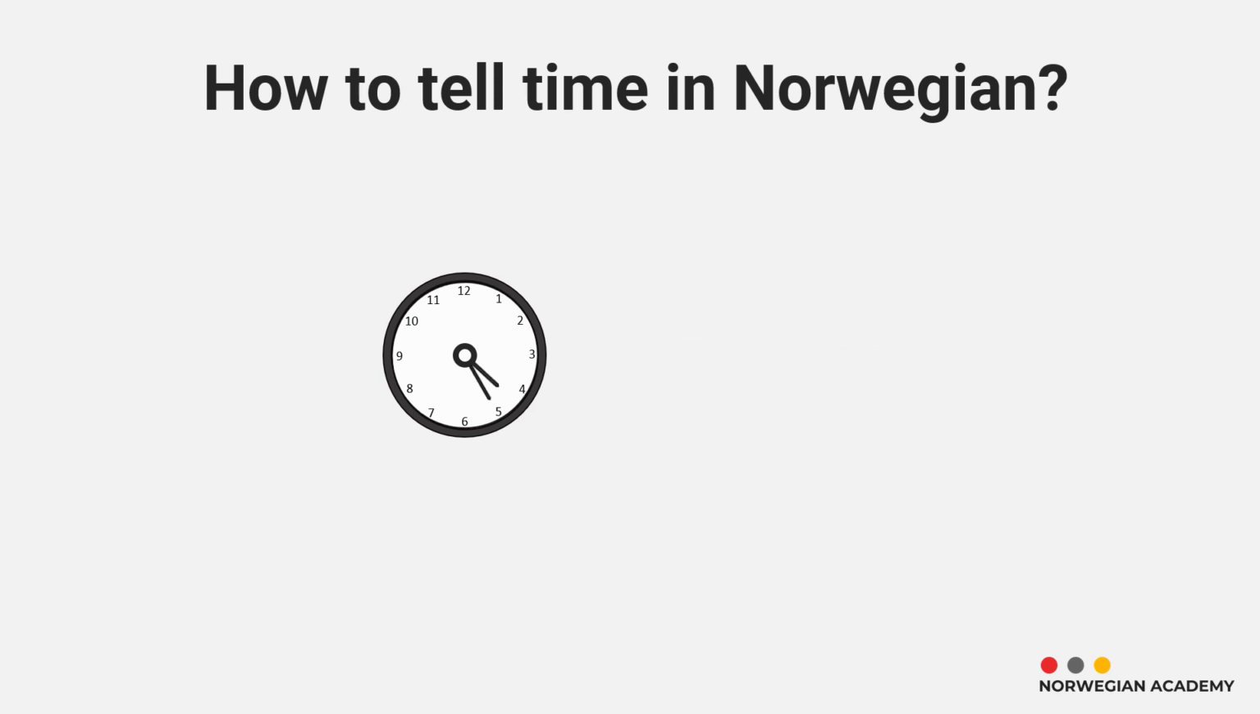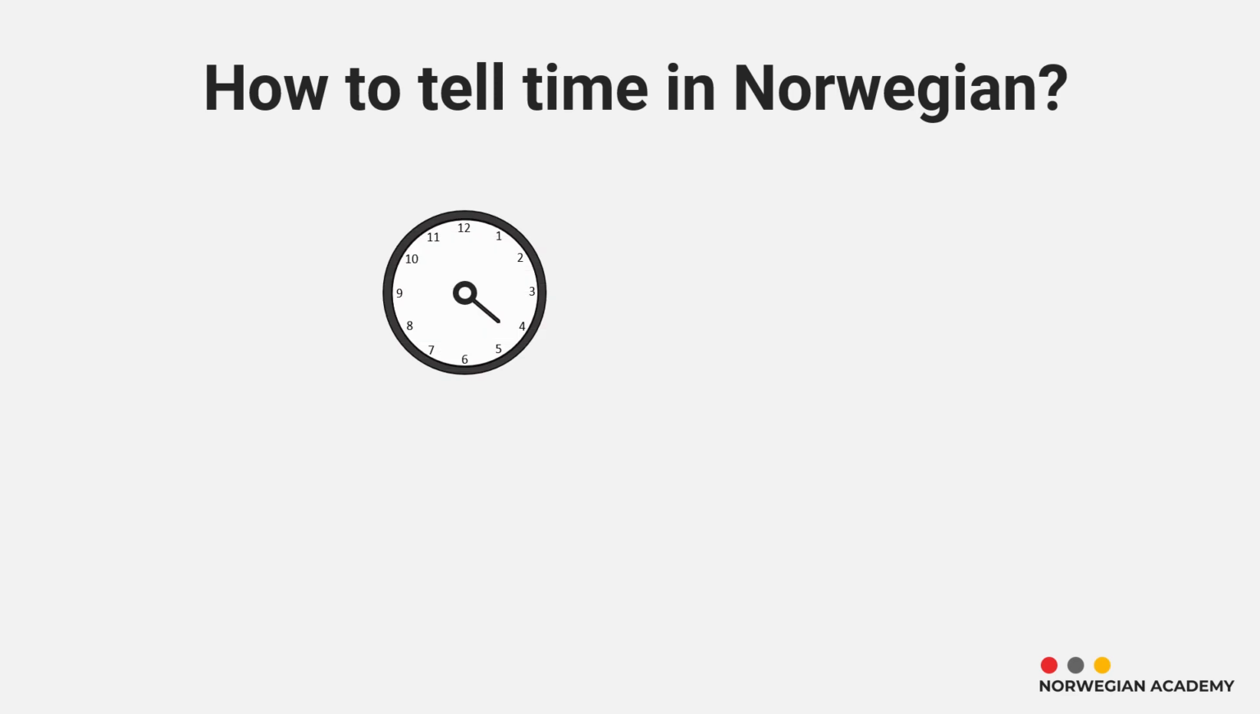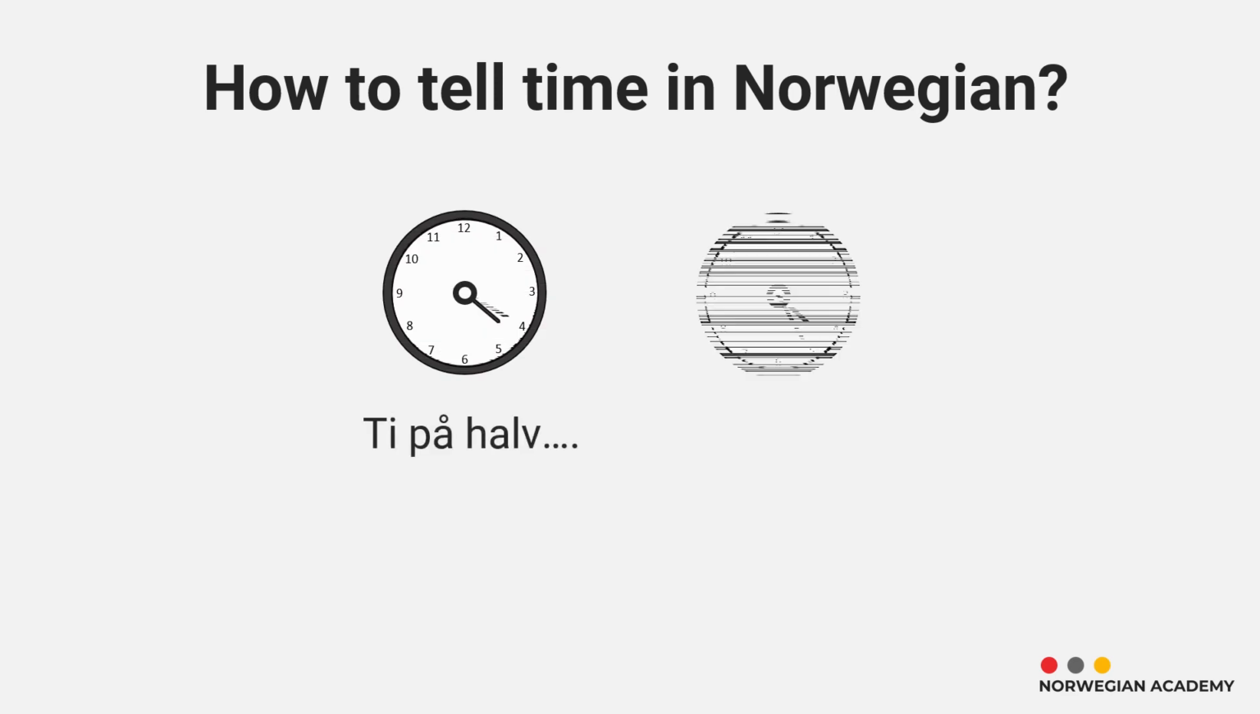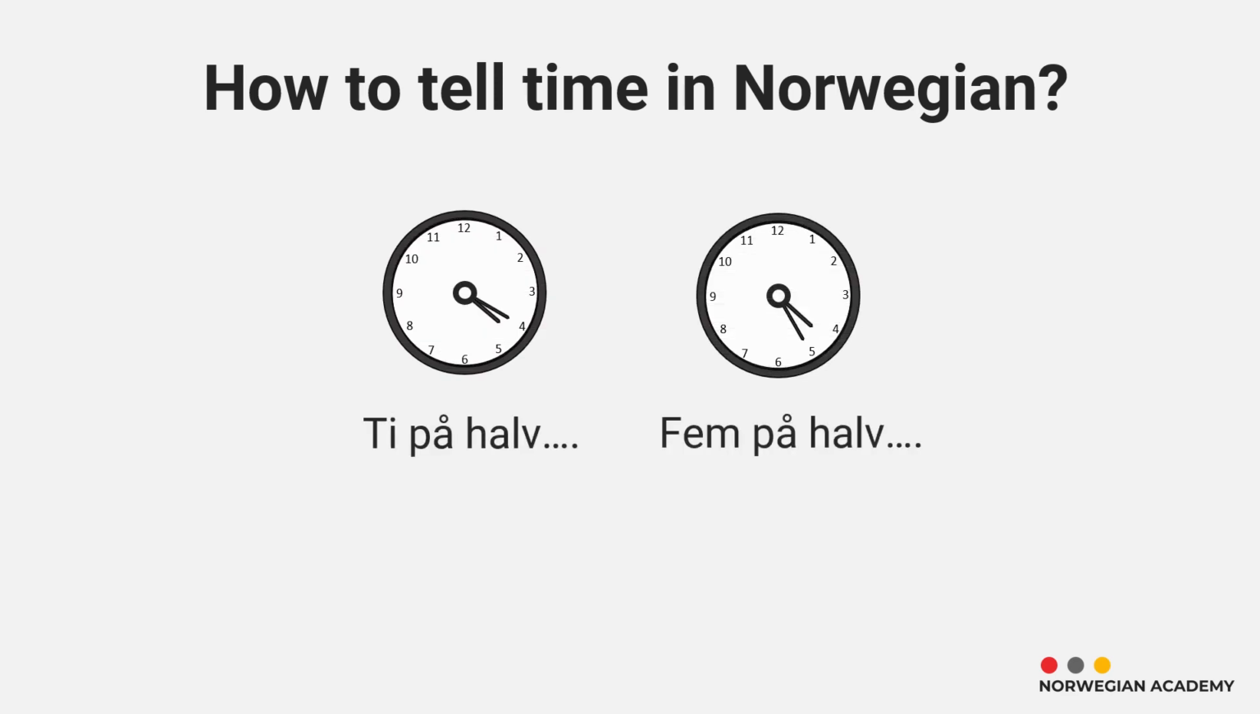25 past 4, 5:30. It means that you have to count minutes until half. 20, 10 på halv. 25, 5 på halv.